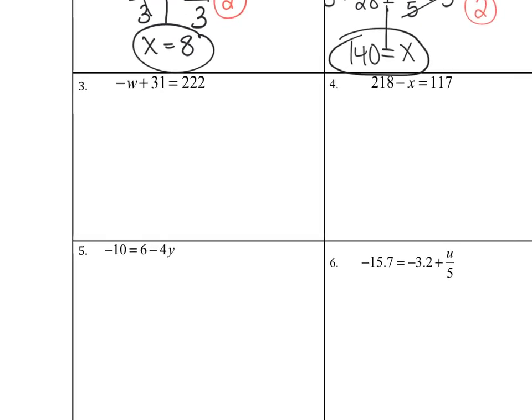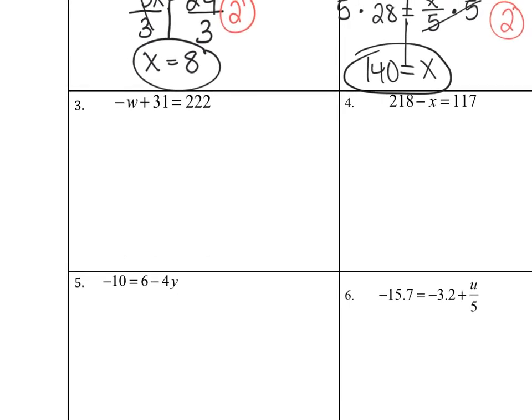Let's try the next few. In the next one, we have two steps. It doesn't look like it's two steps, but you'll have to see. This is a special case. In the next one, we have negative w plus 31 is equal to 222. When we go to solve this, we're going to get rid of the plus 31 first. I'm going to draw a line down the middle of my equal sign, and I'm going to subtract 31 from both sides. When I do that, I get negative w equals 222 minus 31, which is 191, okay? And I'm actually not done.